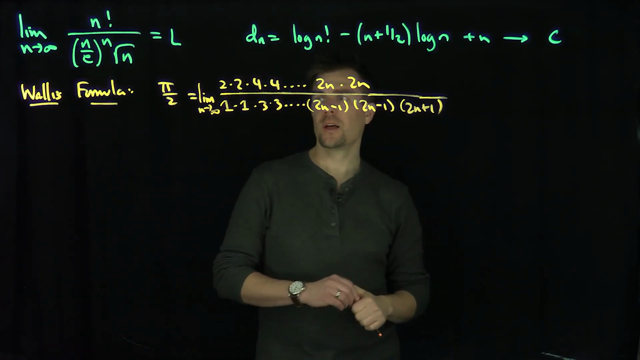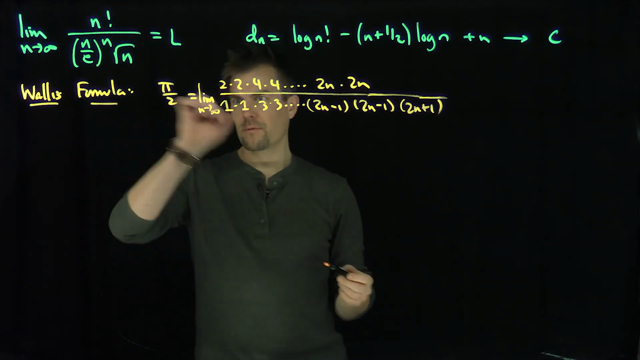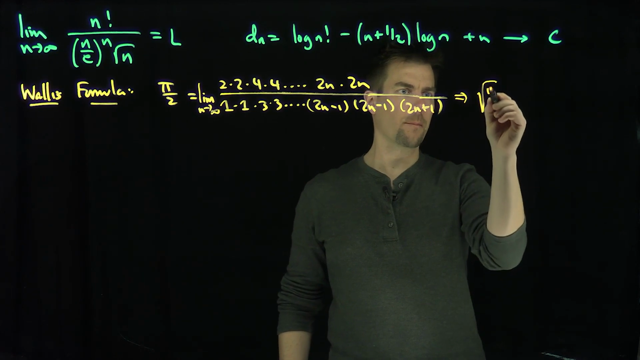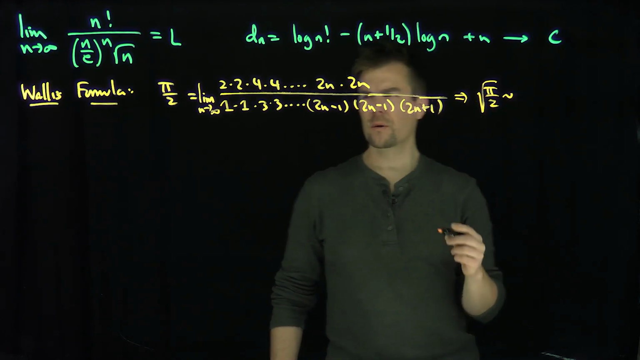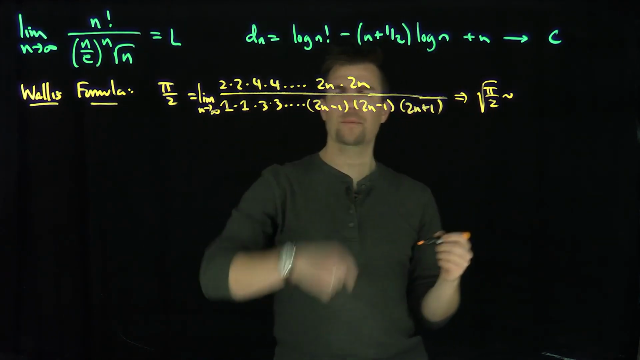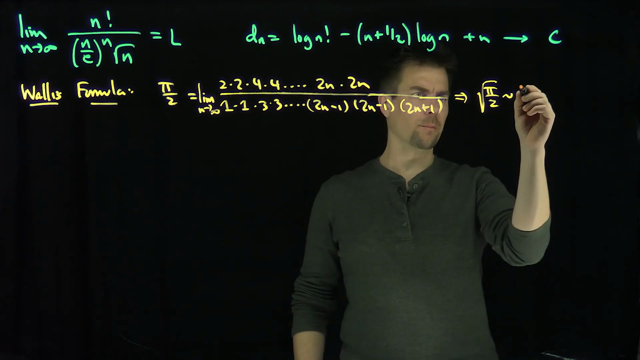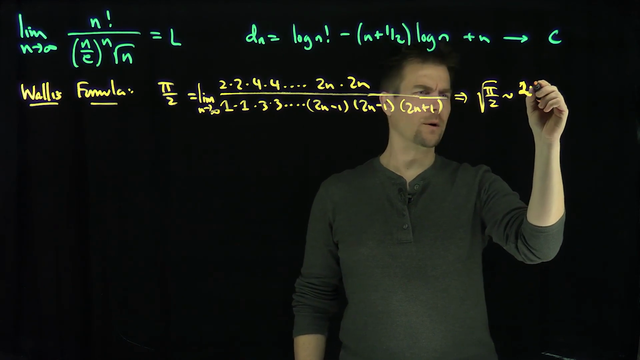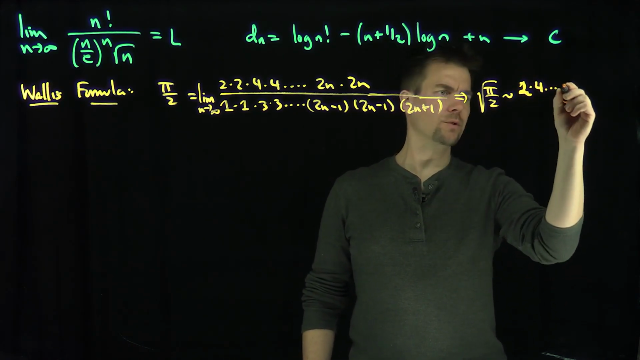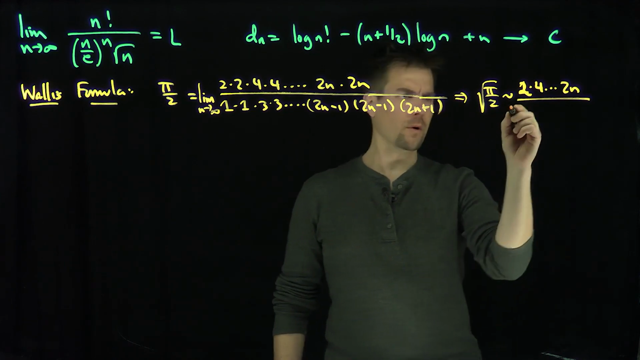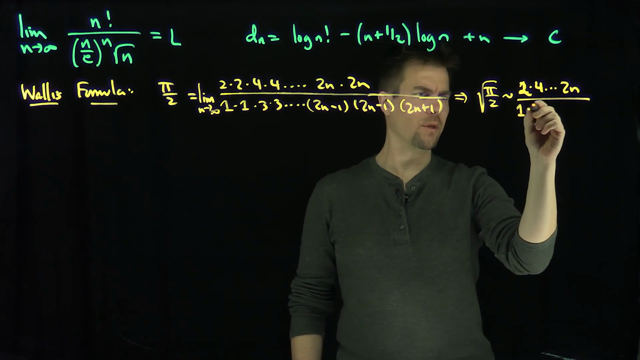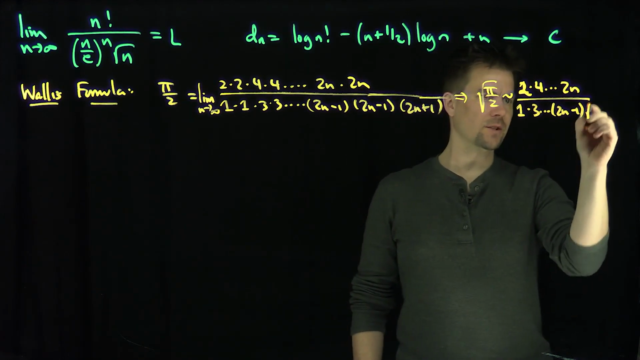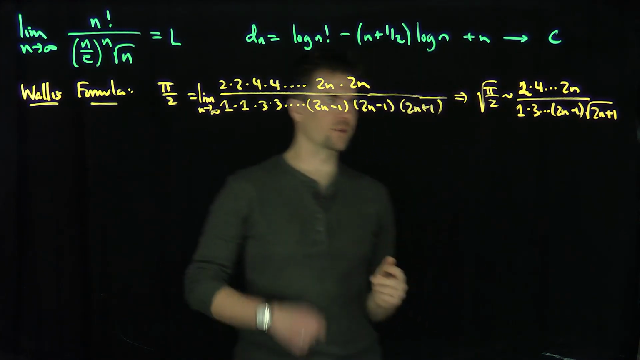So what can I say? I can say, therefore, that root pi over 2 is on the order of just one copy of these things. The square roots occur in pairs, so just 2 times 4, all the way up to 2n, over 1 times 3 times up to 2n minus 1, and then the square root of this last thing, square root of 2n plus 1. That's what that tells me.